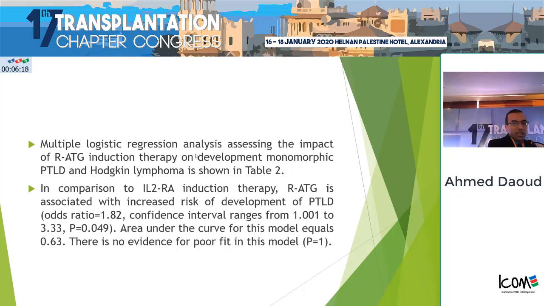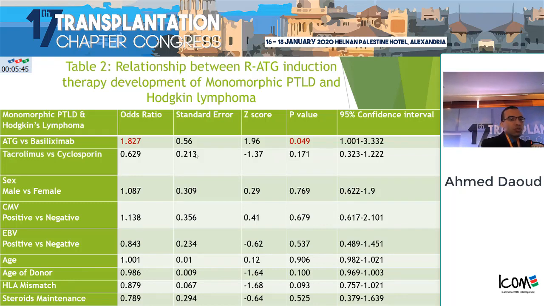We also did multiple regression analysis assessing the impact of the rabbit ATG induction therapy on the development of monomorphic PTLD and Hodgkin lymphoma. And again, we found that RATG is associated with increased risk of development of the monomorphic PTLD and Hodgkin lymphoma, with an odds ratio this time of 1.82 and a confidence interval ranging from 1.001 to 3.33 with a p-value of 0.049. And in this table, the only statistically significant variable was the ATG induction therapy.